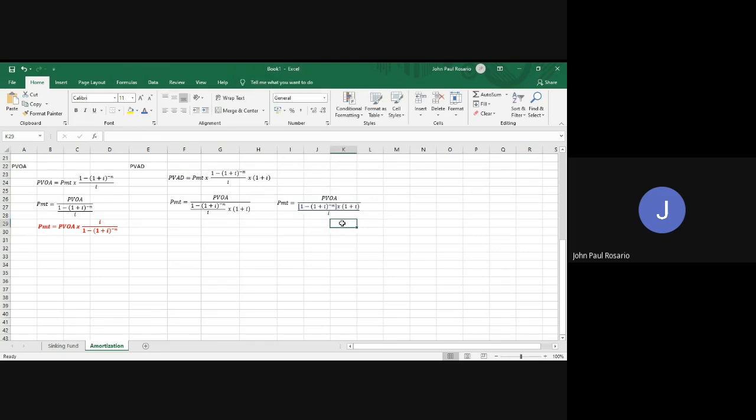With that, from this expression, we can then do what we did here, wherein we inverted the denominator. So we can just copy this one, paste it here, to show how we inverted it. Then put this in a bracket and just add 1 plus I. And there you have it. This will be our formula for amortization payment for ordinary annuity, and this is for annuity due.